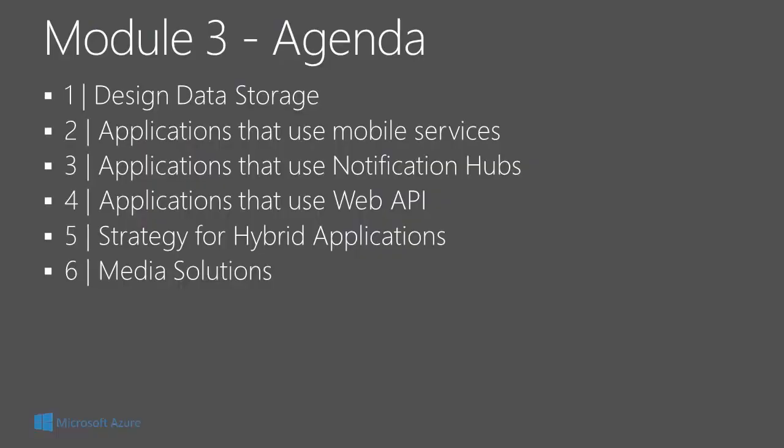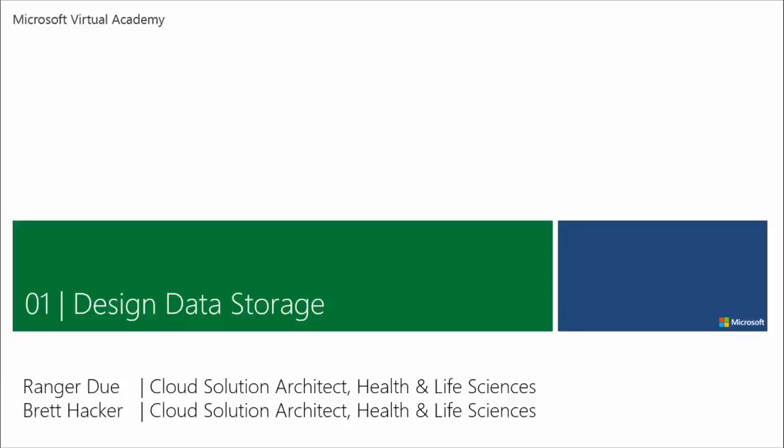So to talk a little bit about a course overview, we're going to be talking first about designing data storage. This is kind of 101 for how Azure uses data storage. Then we'll be talking about applications that use mobile services, then notifications, applications that use web API, strategies for hybrid applications, and finally, media solutions. So let's talk about designing data strategy first.